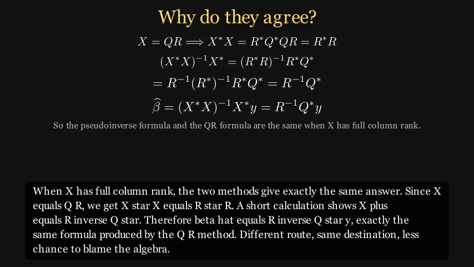When x has full column rank, the two methods give exactly the same answer. Since x equals QR, we get x star x equals R star R. A short calculation shows x plus equals R inverse Q star. Therefore beta hat equals R inverse Q star y. Exactly the same formula produced by the QR method. Different route, same destination, less chance to blame the algebra.